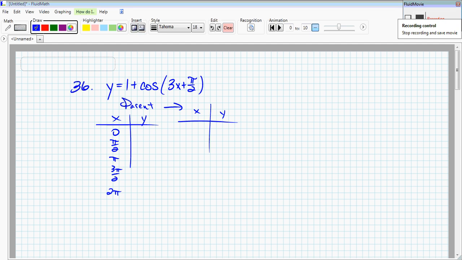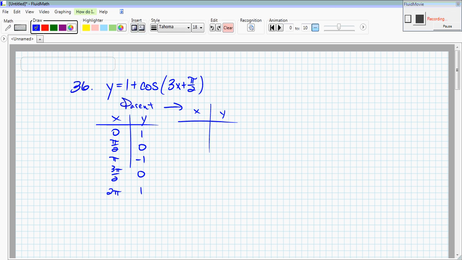Okay, to graph 36, a couple ways we can do it. First of all, we're going to start with the parent function for cosine. We have the same x values we use for sine, but we're going to start at 1, down to 0, down to -1, back to 0, and then up to 1. Okay, still have an amplitude of 1, still have a period of 2 pi.